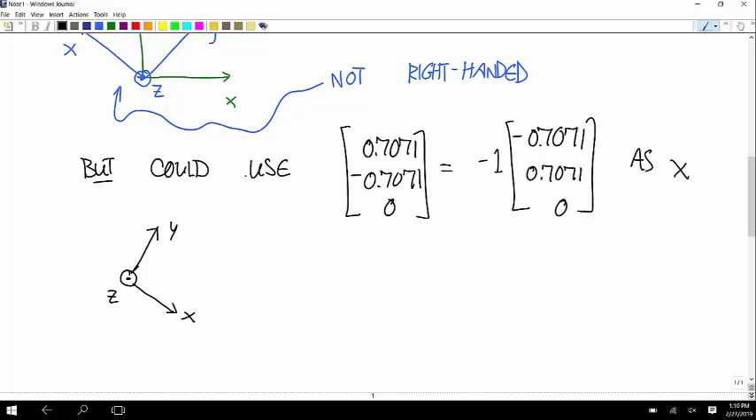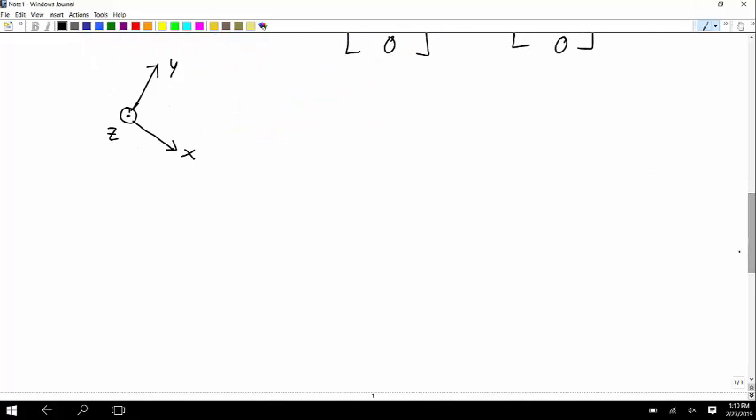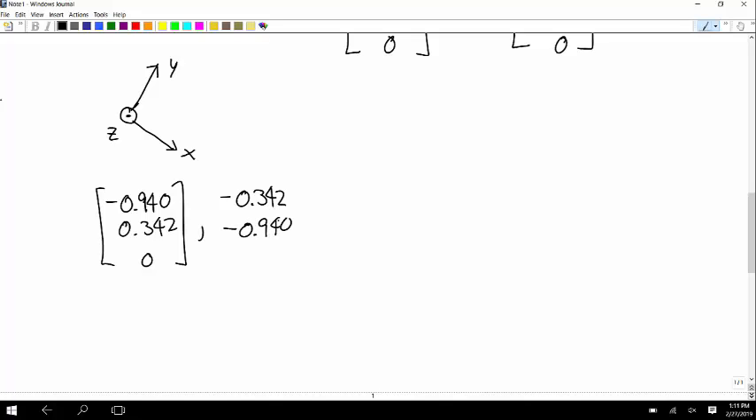Mm-hmm. Yeah. Negative 0.94, 342 to be exact. Okay.